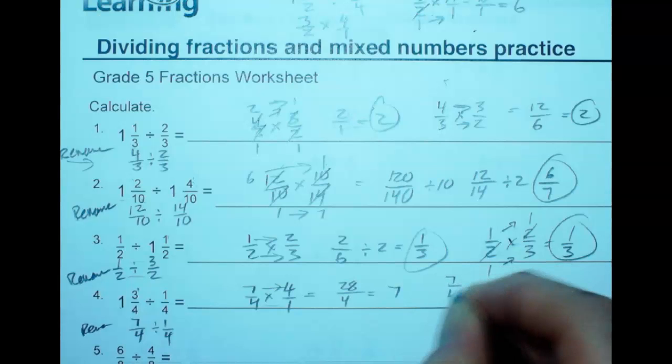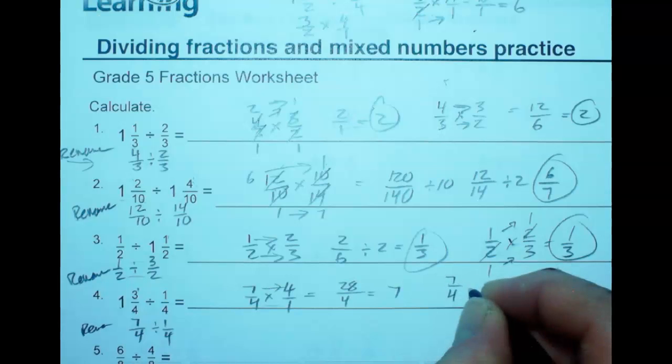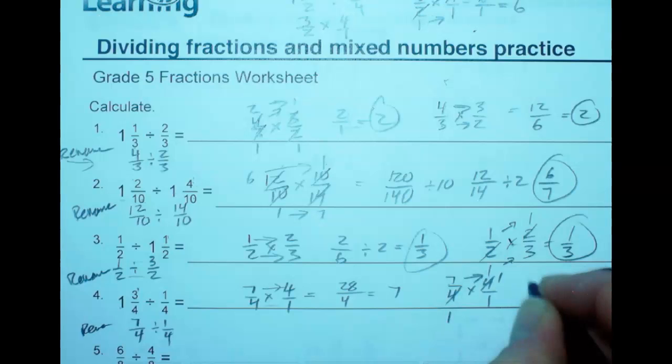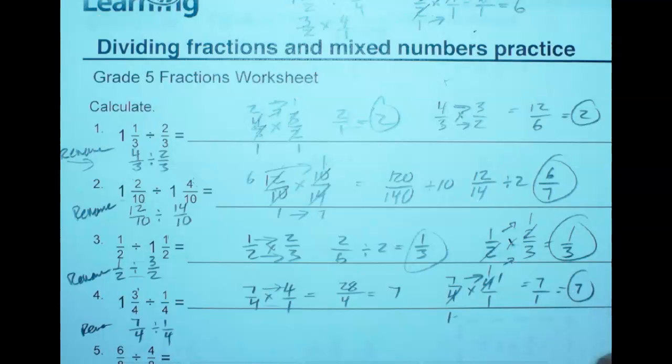Here it is with reducing. Divided by 4, it's 1. Divided by 4, it's 1. 7 times 1 is 7. 1 times 1 is 1. Here's your 7. Okay? Good luck.